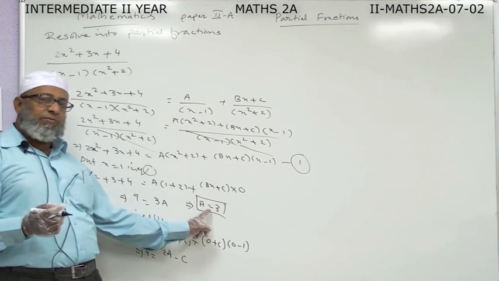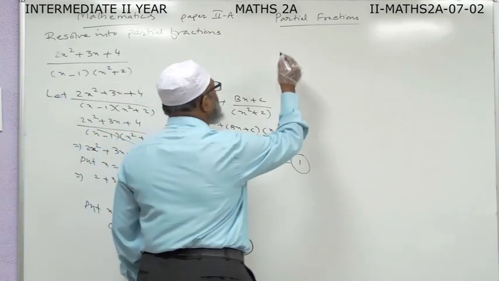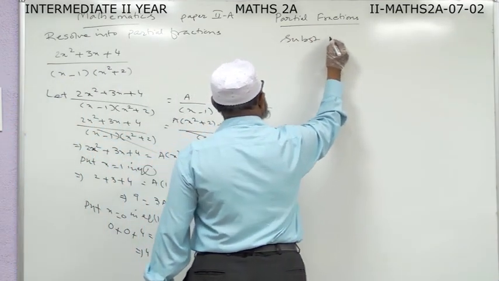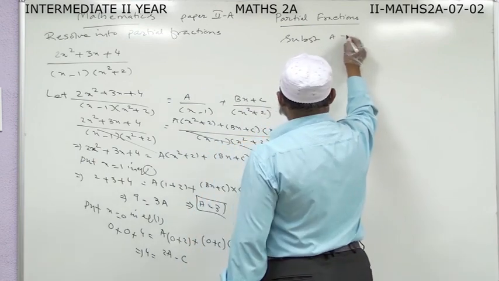Previously, I got the value of A, substituting here A = 3.